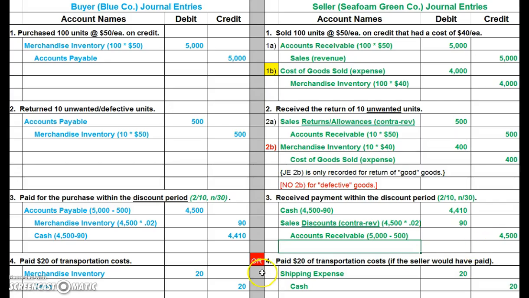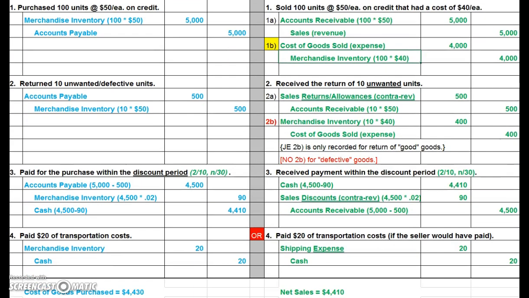All right. Only the buyer or the seller would pay for transportation. But if the seller would have paid, then how do they record that they paid the $20 of transportation? It is a shipping expense. Merchandise or some sort of a transportation expense or something, but it is an expense. Their cost of merchandise has already been established with any freight in they paid. We don't change that cost after it's been determined.